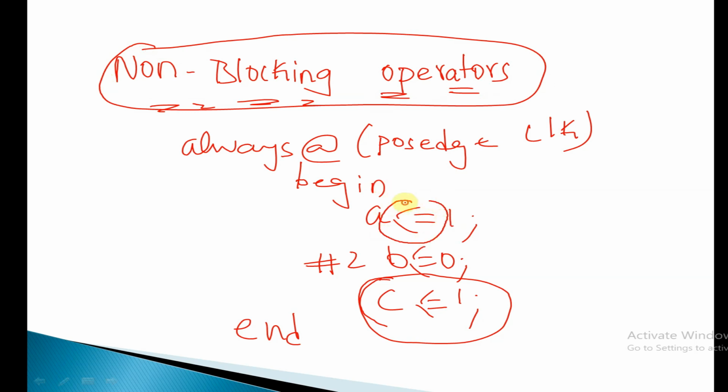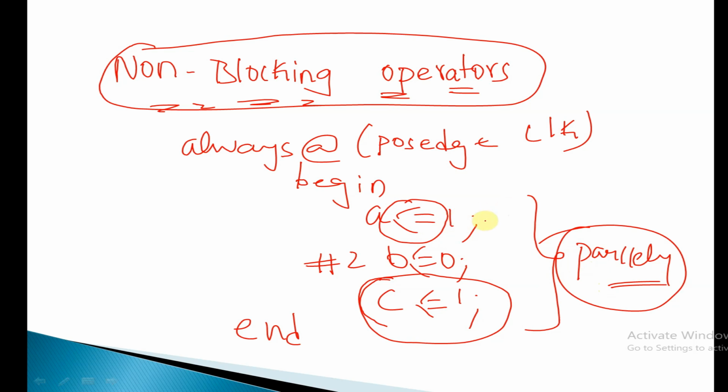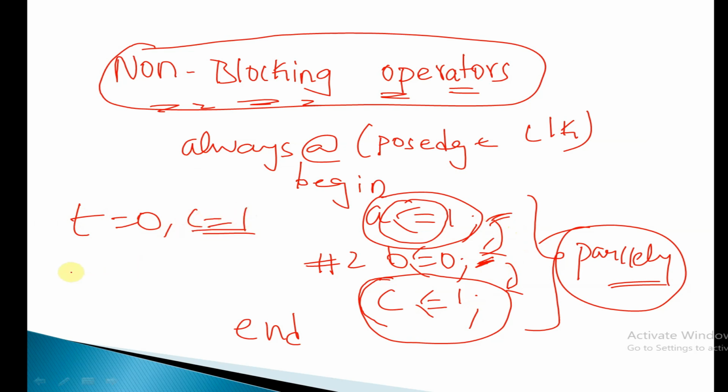This non-blocking operator is not going to block further executions. One more thing to remember: if we use the non-blocking operator, everything will run in parallel, and nothing is going to stop anything. So b <= 0 will not block the further execution of c <= 1, and a <= 1 will not block b <= 0. At time t = 0, c will be equal to 1, and at time t = 2, b will be equal to 0.